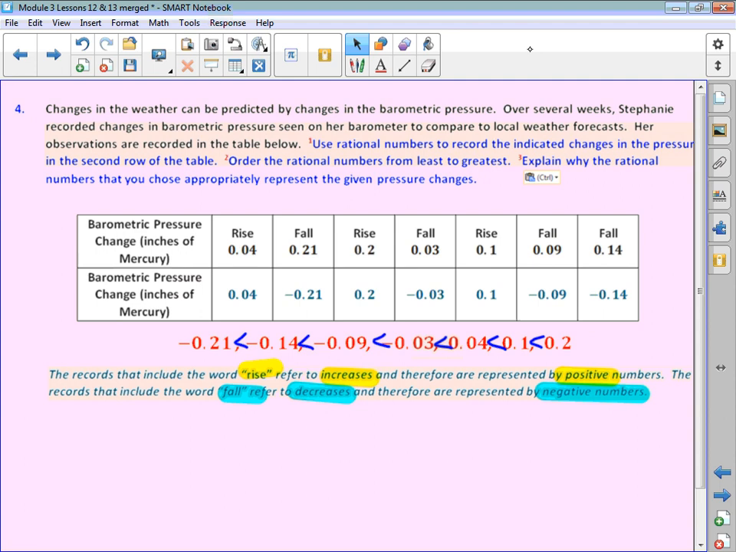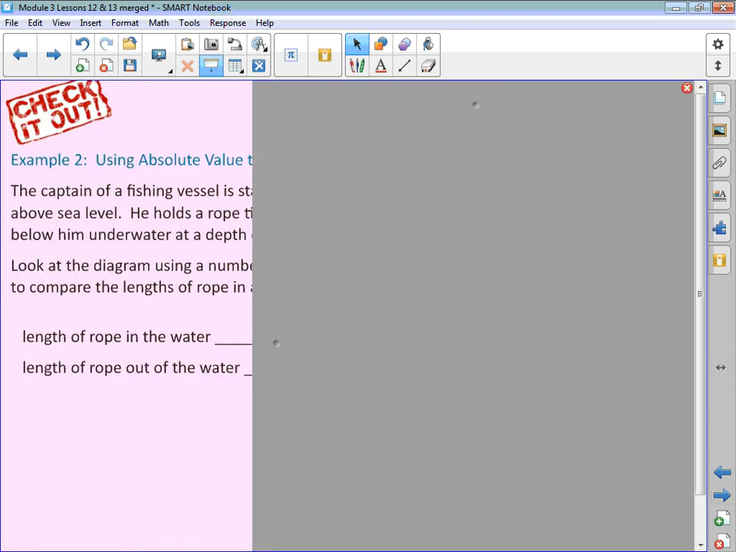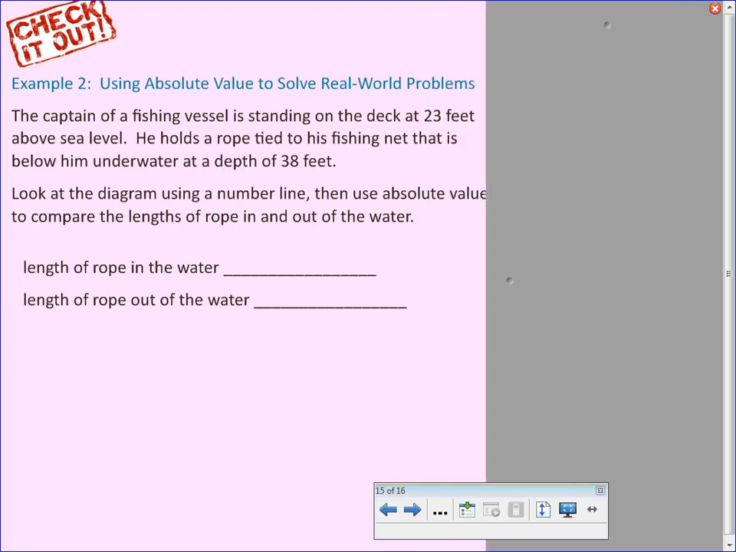Now there's one more example I want to show you. You don't have to go through and draw the whole thing. But if you look at the top of page 49, I'm just pausing a second. "49. A captain of a fishing vessel is standing on the deck at 23 feet above sea level. He holds a rope tied to his fishing net that is below him underwater at a depth of 38 feet." So they want us to use a number line.